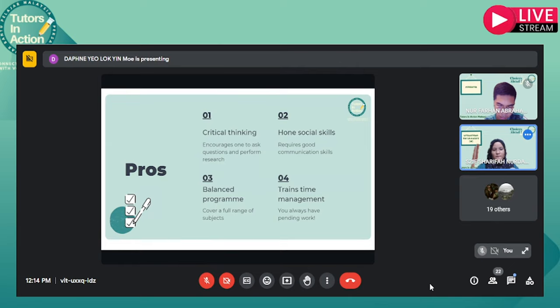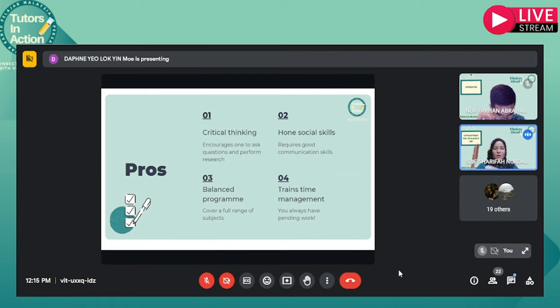It hones social skills and requires good communication. This is because IB is unlike A level, I think, whereby in A level you just study and then you can score. But in IB you require connection with other people. Sometimes just by talking to friends, suddenly you think of a research question for your mini thesis. IB is also a very balanced program. You have to have a subject in each of the groups. If you're more of an all-rounder, then IB is definitely for you.